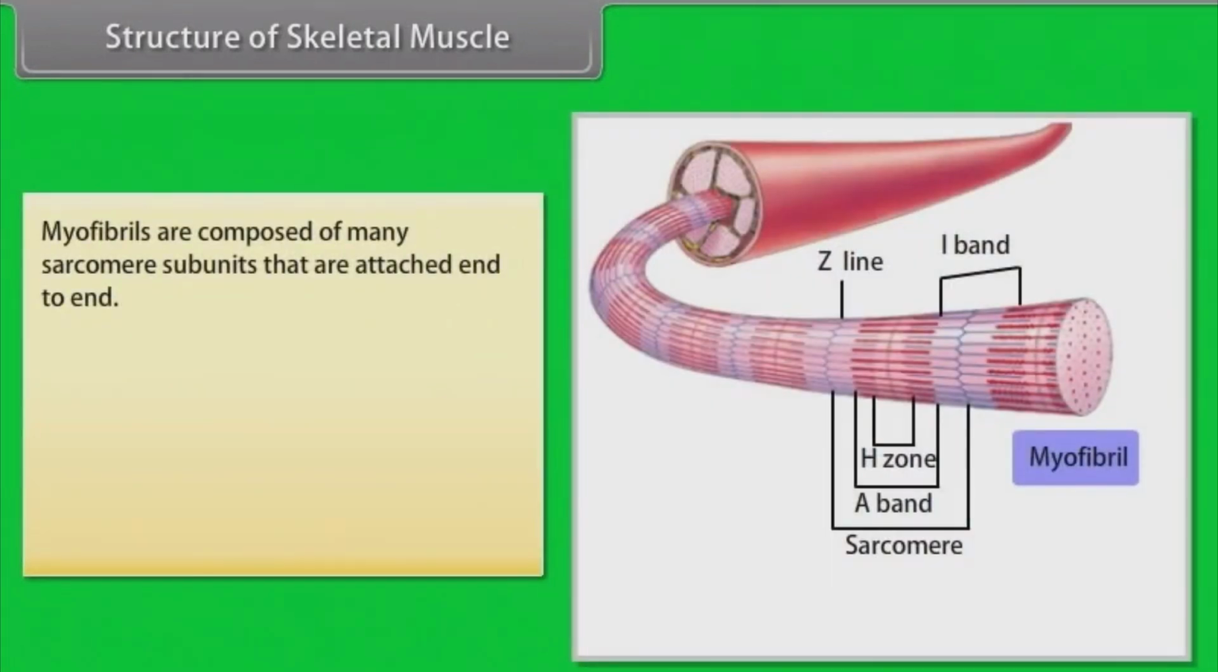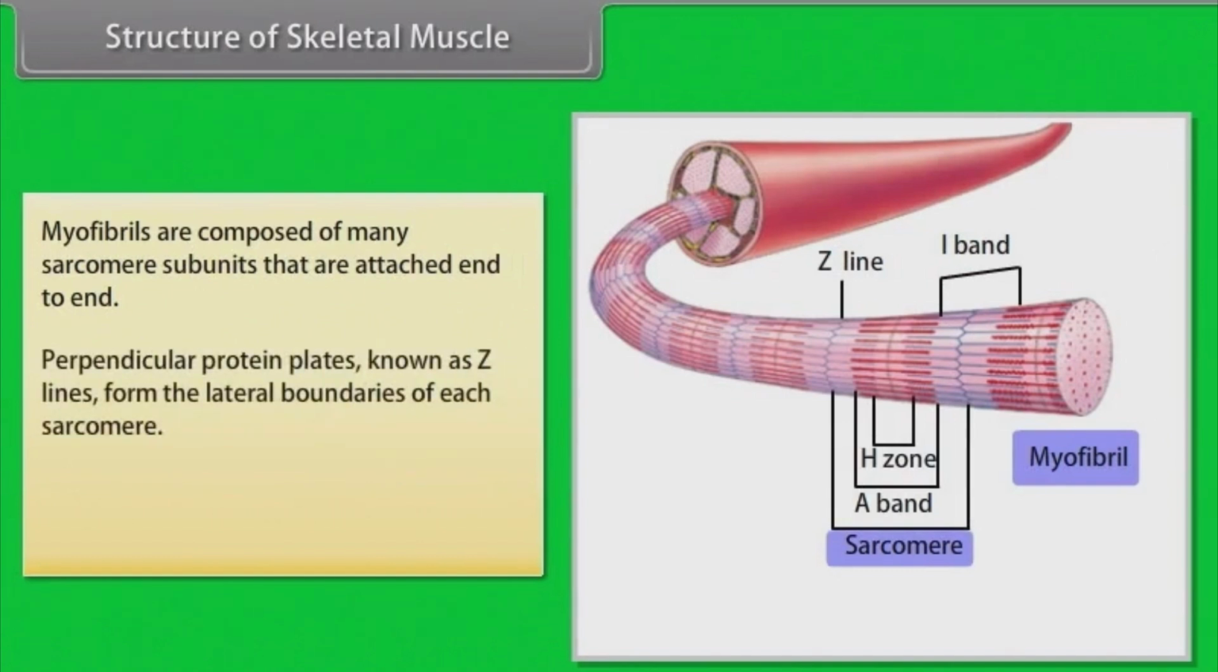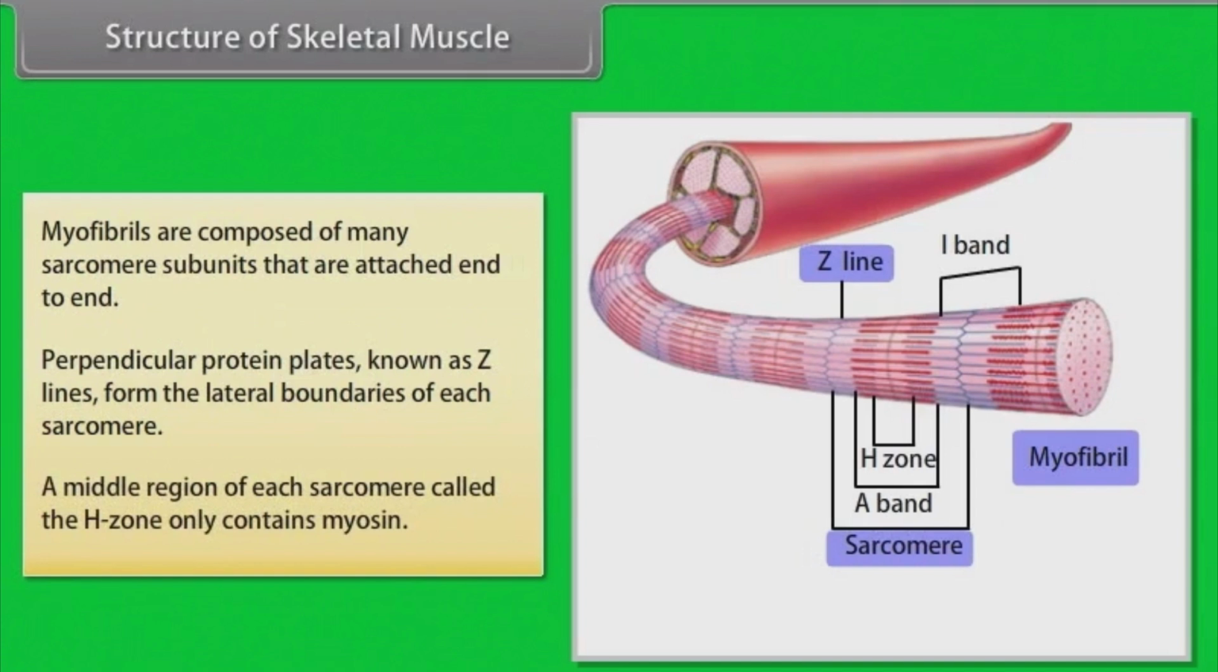Myofibrils are composed of many sarcomere subunits that are attached end-to-end. Perpendicular protein plates, known as Z-lines, form the lateral boundaries of each sarcomere. A middle region of each sarcomere, called the H-zone, only contains myosin.